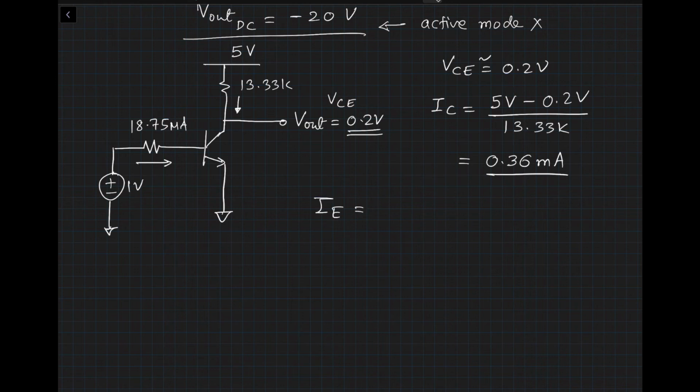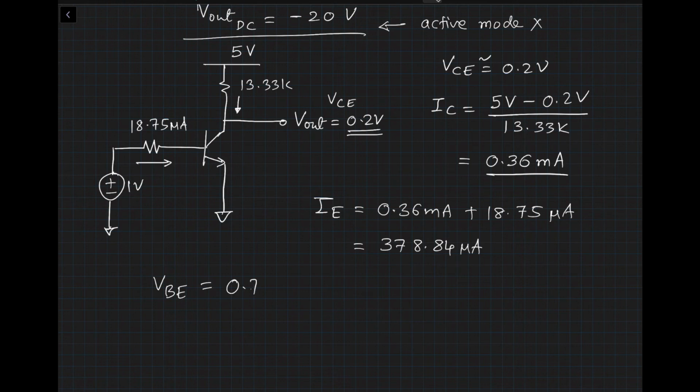IE, the emitter current, is going to be equal to 0.36 milliamps plus the base current of 18.75 microamps, which is equal to 378.84 microamps. Since we have assumed output at 0.2 volts, the base emitter VBE is equal to 0.7 volts, and VBC is going to be forward biased at approximately 0.5 volts. So both the junctions are forward biased.